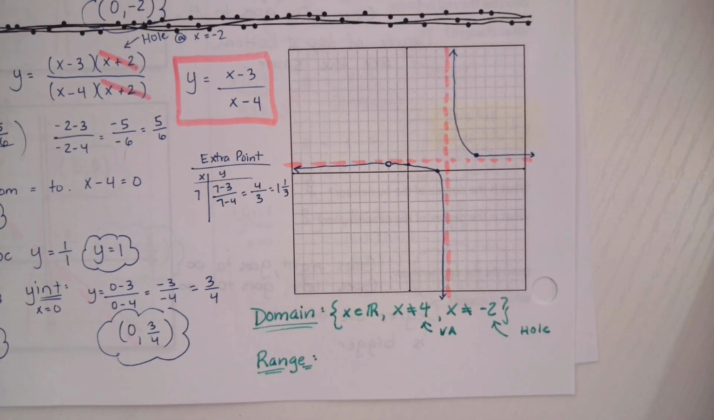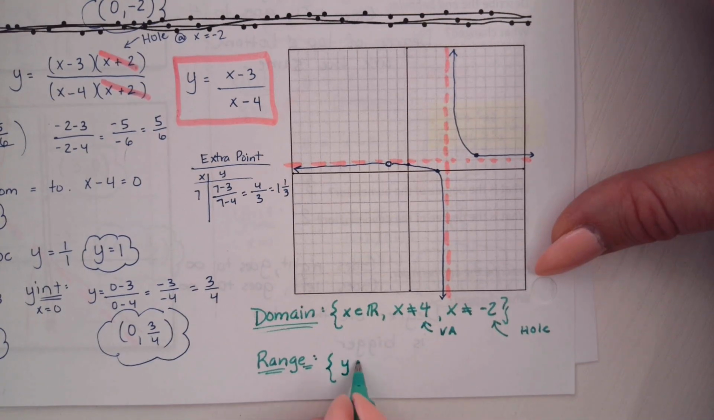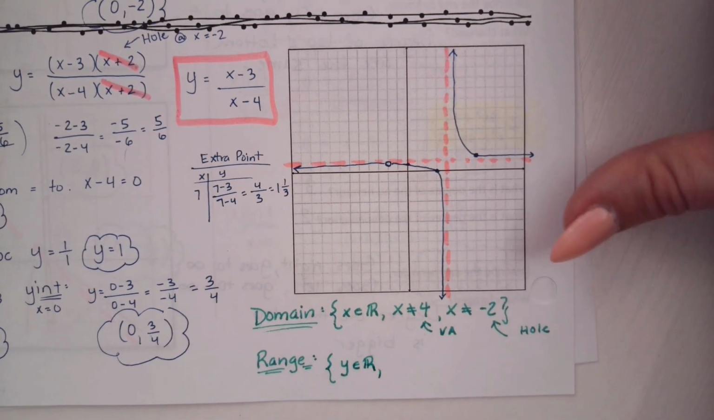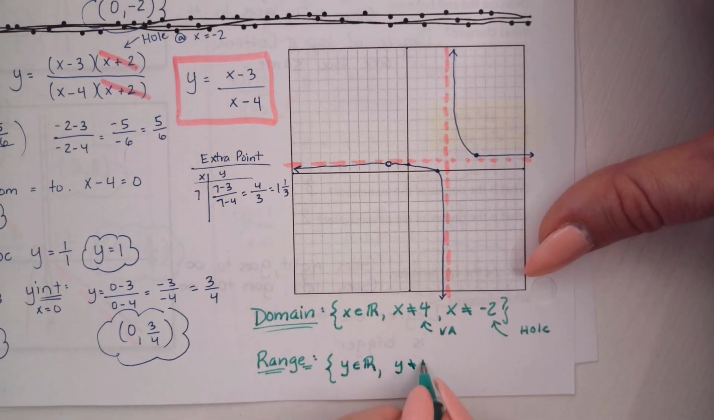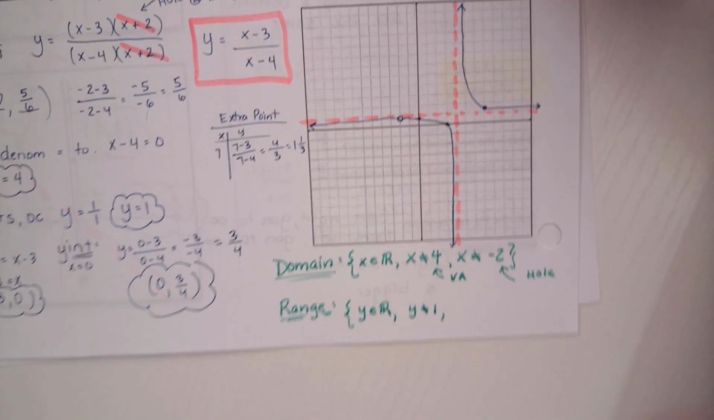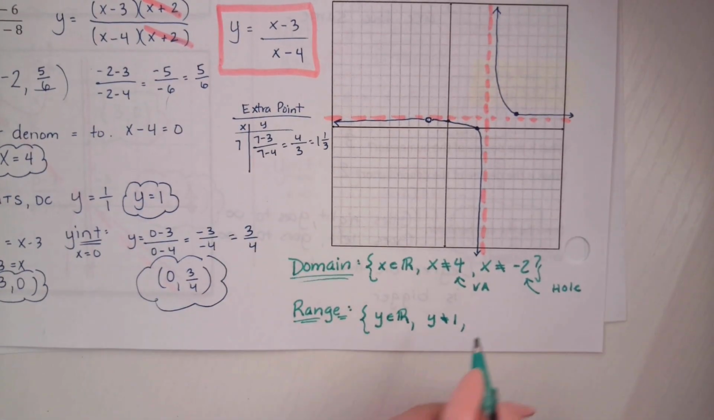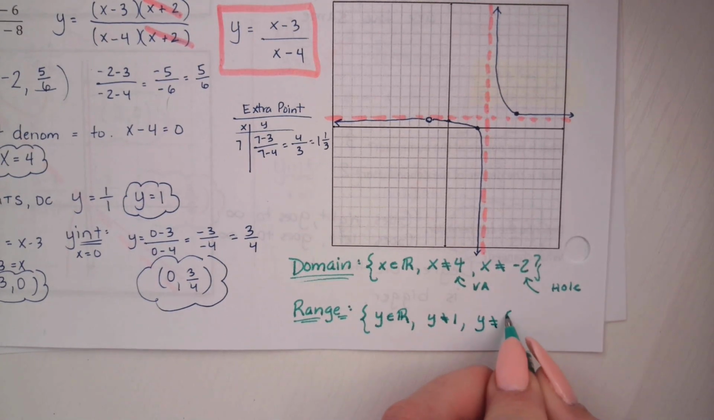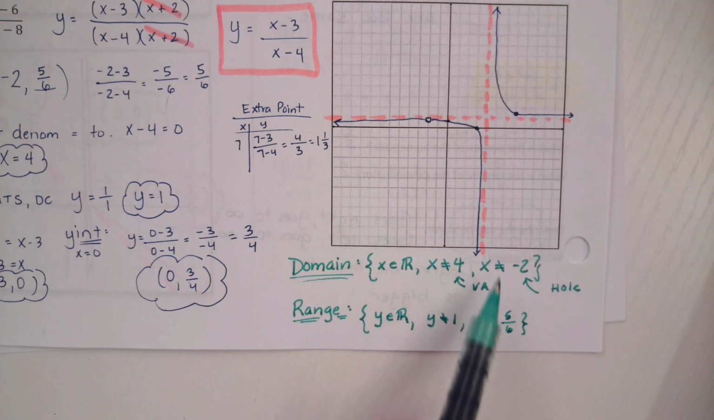Similar for the range. We want to say it's a real number, but we want to exclude the horizontal asymptote. So we want to say it's not 1, and it's also not whatever the y value of the hole was. What's the y value of the hole? 5/6. I was looking at all the wrong numbers. It's okay. More often than not, if you're going to forget anything on the domain and range, you're going to forget this hole number, so try and remind yourself.